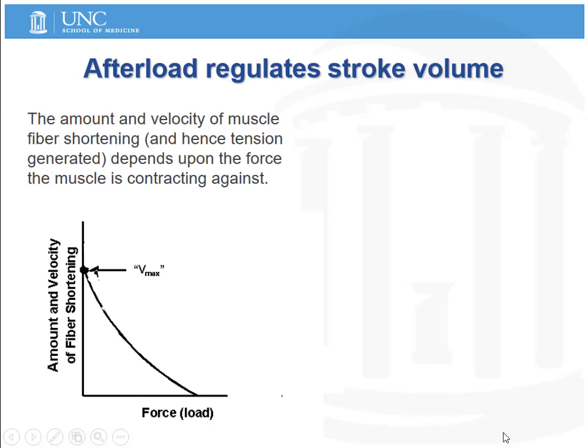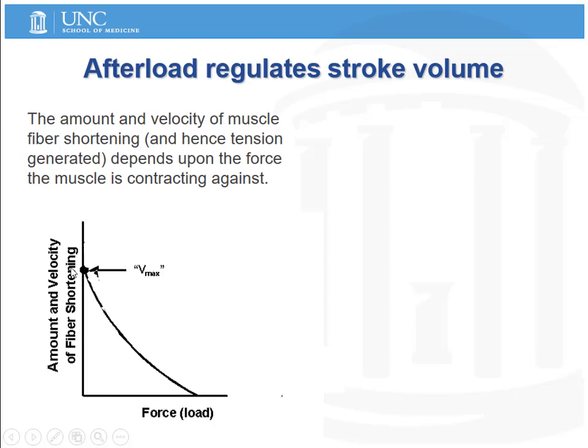This graph shows a force velocity relationship in an isolated cardiac muscle fiber. So we see the relationship between the afterload and how much and how fast that cardiac myocyte shortens during contraction. And this curve shows that the speed of cardiac muscle contraction depends on the load that has to be moved. Or in other words, the velocity of cardiac muscle shortening depends on the force or load against which the muscle is contracting, or the afterload.